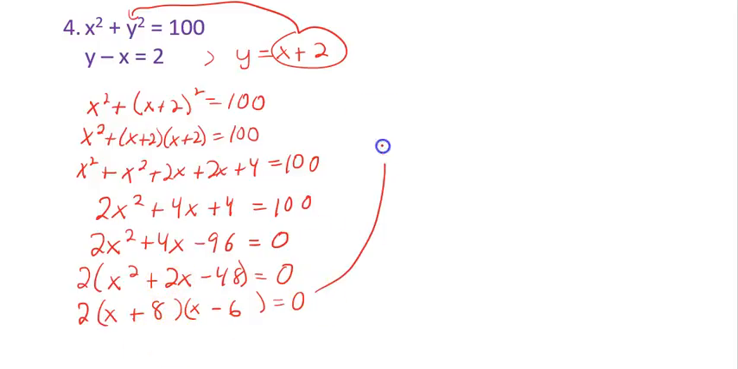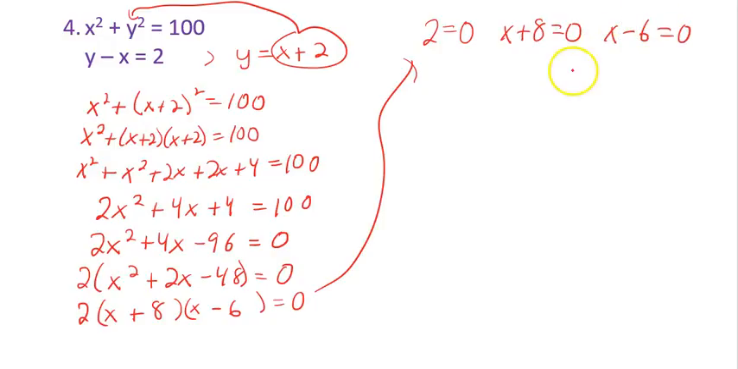And then, just like always, I'm going to set each piece equal to 0. So 2 equal to 0, x plus 8 equal to 0, and x minus 6 equal to 0. Obviously 2 does not equal 0, so I toss that. Subtract, I get x equals negative 8. Add, I get x equals 6. So I know it's going to cross in 2 places, and these are the x values.